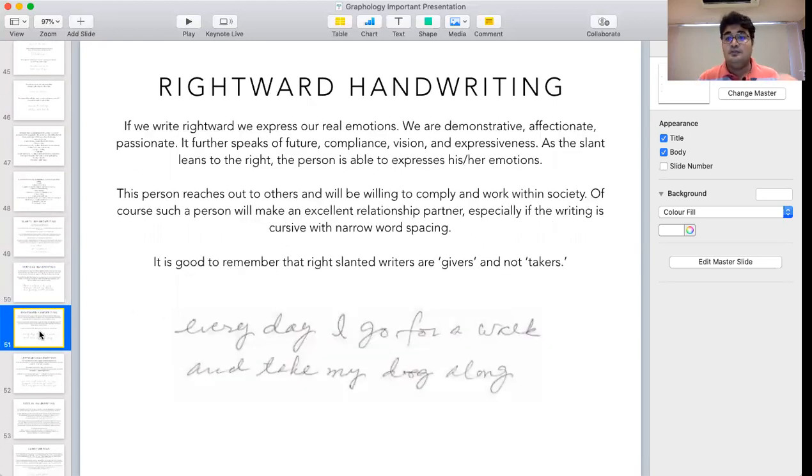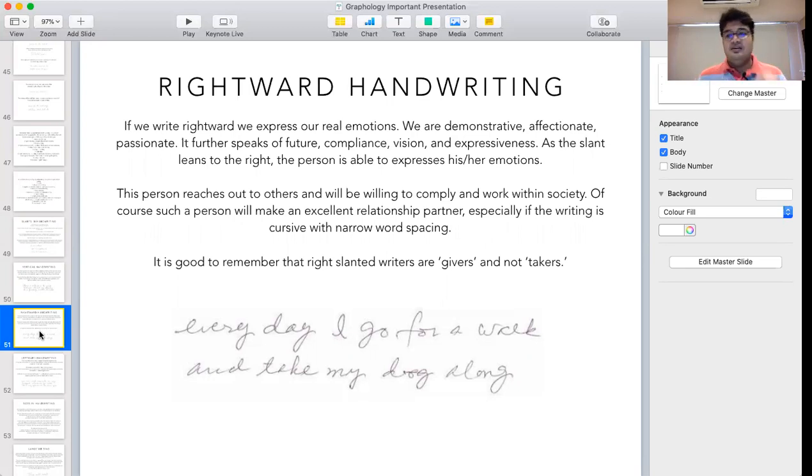Next, let's talk about rightward handwriting. It's going a little towards the right hand side. If we write rightward, we express our real emotions. We are demonstrative, affectionate, passionate. It further speaks of the future, compliance, vision, and expressiveness.